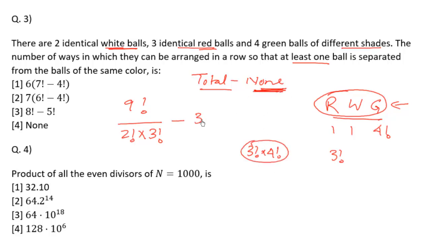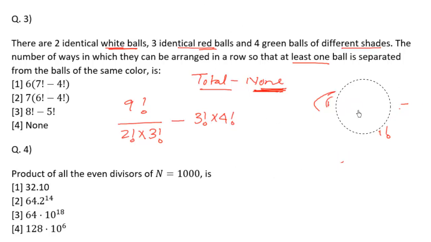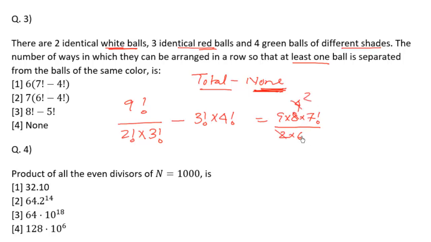So our answer would be the difference of these two, correct? So let us do the simplification work. Here this is nothing but 9 into 8 into 7 factorial, divided by 2 into 6. Here it will cancel 4 times, here again 3 times, here again 3 times. Minus this, which is nothing but 3 factorial, that is 6, into 4 factorial. Further, here we can see that these two together are 6 into 7 factorial, and here it is 6 into 4 factorial. So we can take 6 common.